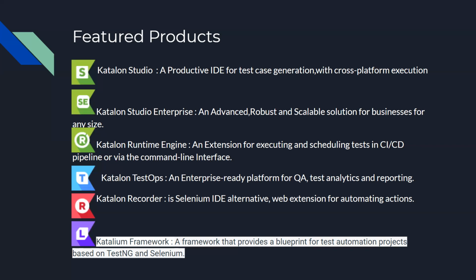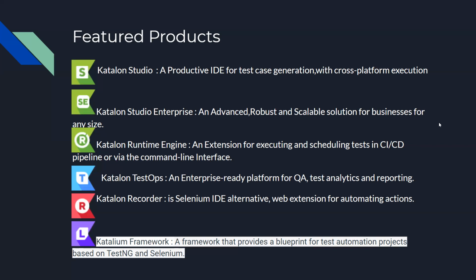For the CI/CD pipeline plugins, there are Jenkins, Bamboo, and Azure DevOps. There are different plugins and tools which we can use for CI/CD purposes, and Katalon Runtime Engine provides support to execute them. Or you can execute your automation test cases via the command line interface as well.